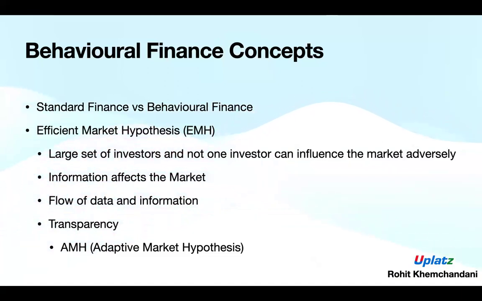Now, we'll talk about standard finance versus behavioral finance. The pillars of standard or traditional finance are built on the notion of homo economicus, or the rational economic man. This is a Latin term. It states that investors, being rational all the time, make perfectly rational economic decisions. This actually postulates how investors should behave in an idealized manner.